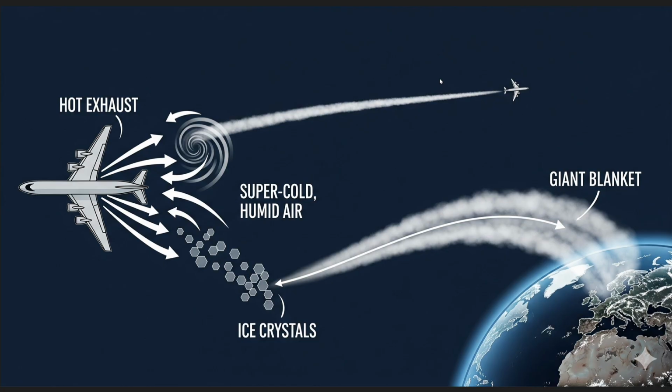You see these white lines behind the planes? They are called contrails. They are not smoke, but man-made clouds made by tiny ice crystals. They form when hot jet exhaust hits the super cold, very humid air up high. The water from the exhaust instantly freezes around tiny soot particles. Most contrails vanish fast, but when the air is extra wet, they become persistent. They spread out and act like a giant blanket over the earth.